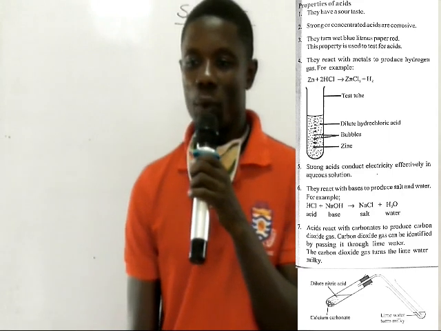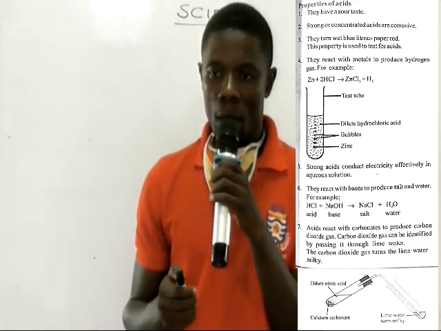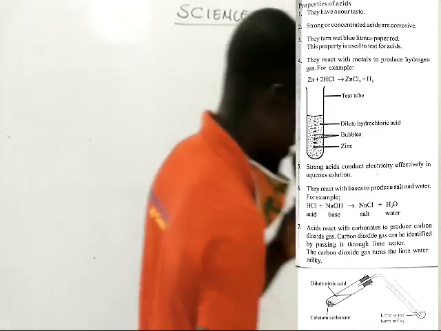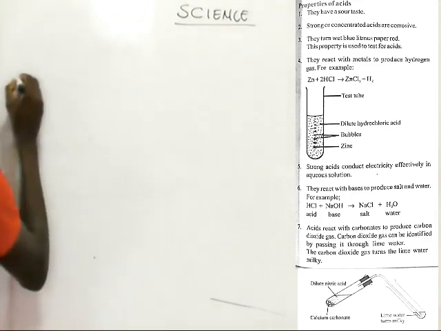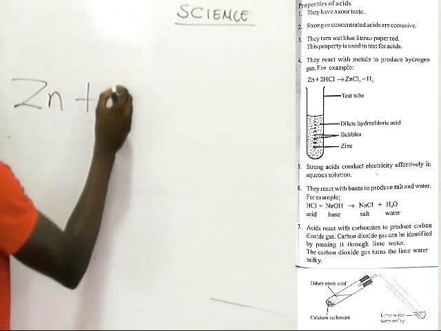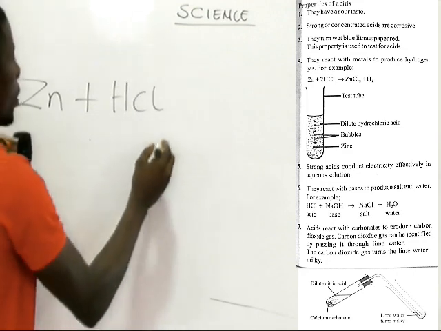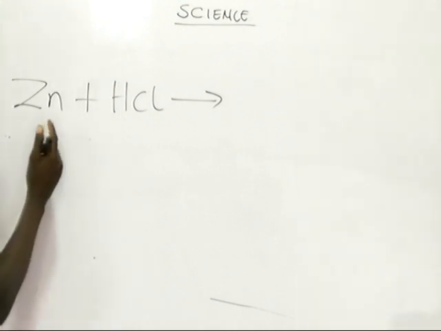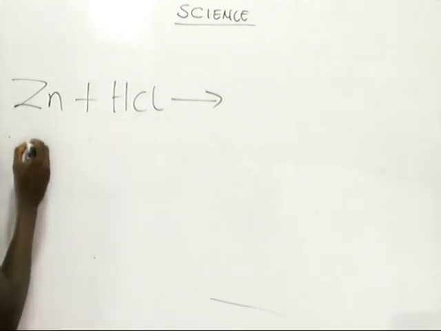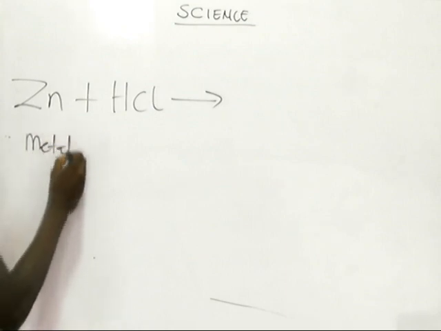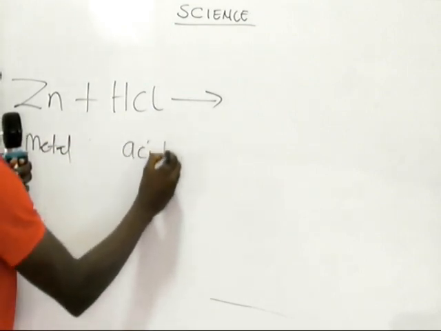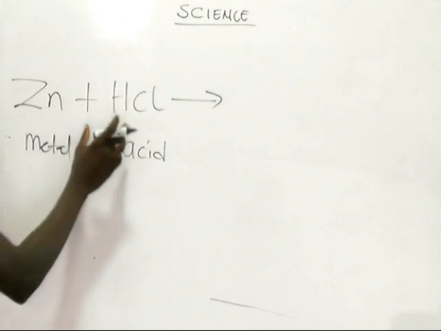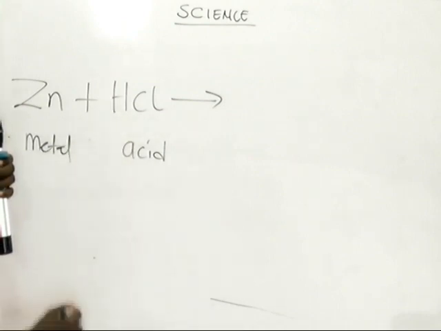Which is: acid reacts with metals to produce hydrogen gas. For example, the example is on your screen. You can see it. The first one, we have zinc. Now zinc is the metal and HCl is the acid. If they react, you get salt and hydrogen gas.